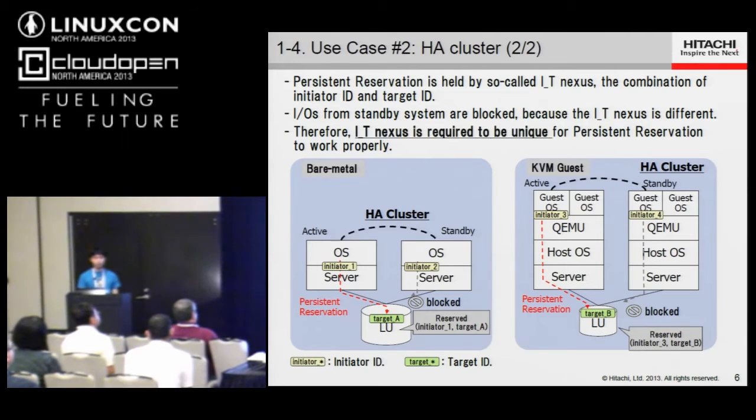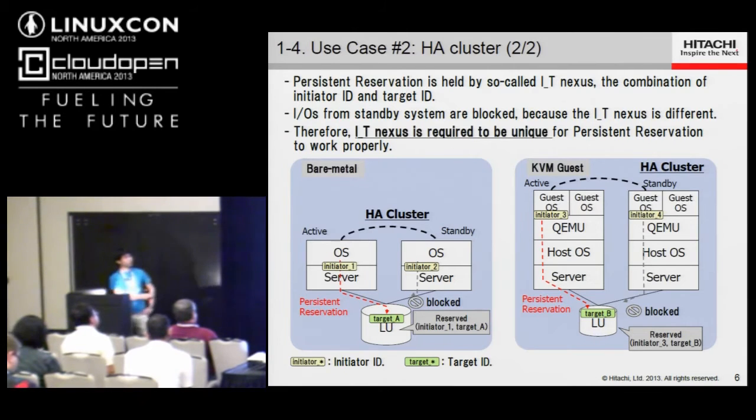IOs from the standby system are blocked because their IT nexus is different. In this case, the standby system issues access from initiator 2, so the IO from the standby system is blocked. Therefore, IT nexus is required to be unique for persistent reservation to work properly. If the active and standby systems share the same initiator ID, IOs from the standby system are not blocked. And this is not the expected behavior.